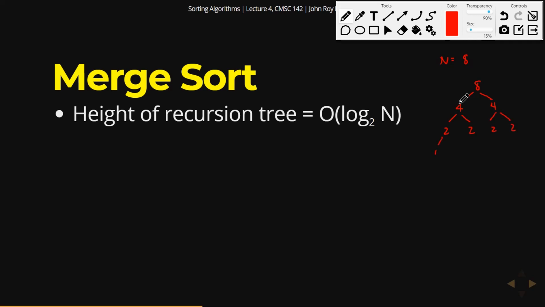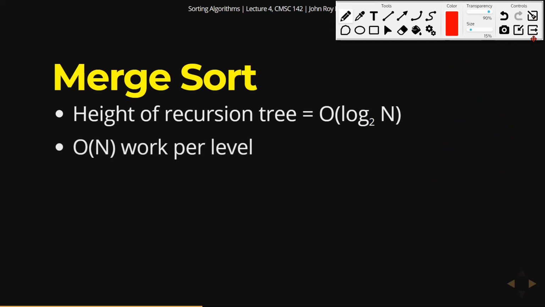And then this becomes 1 and 1, right? So what is the height of this recursion tree? The height is 1, 2, 3. Height is equal to 3. And 3 is log of 8 base 2, right? Because 2 cubed is 8. So that is the height of our recursion tree. Okay, log of n base 2, because we are basically dividing it every iteration into 2.